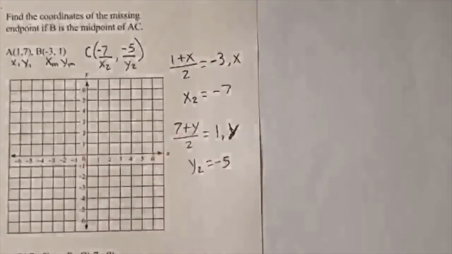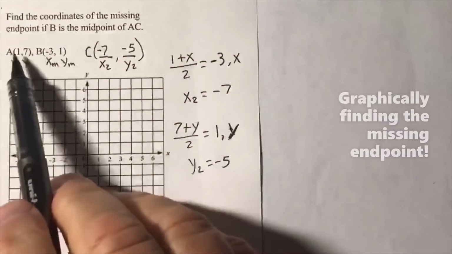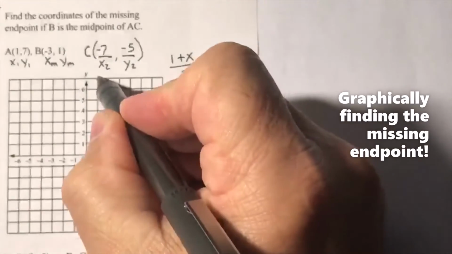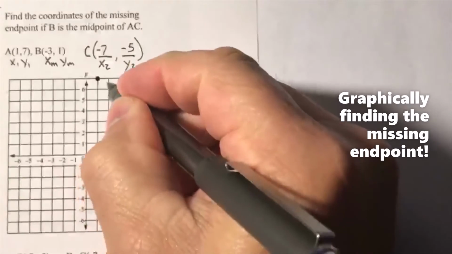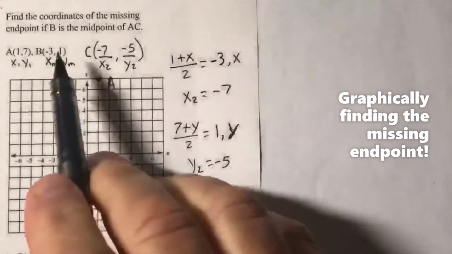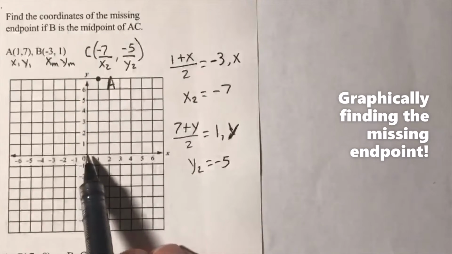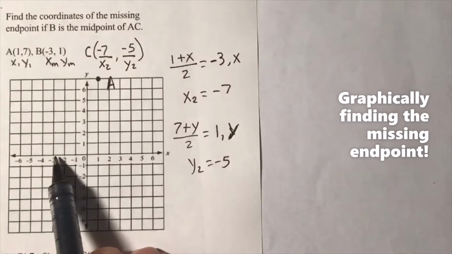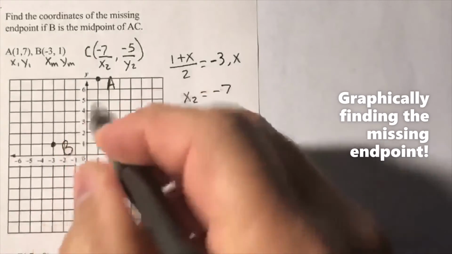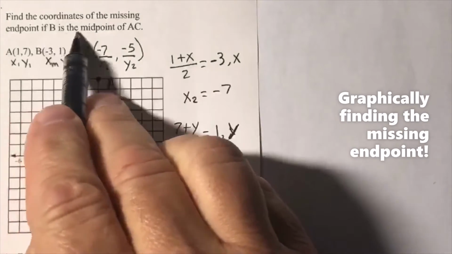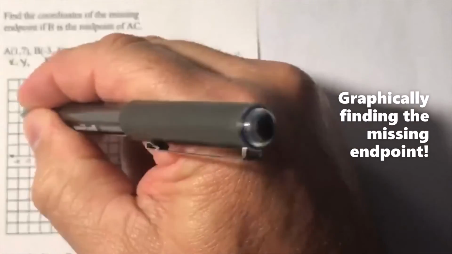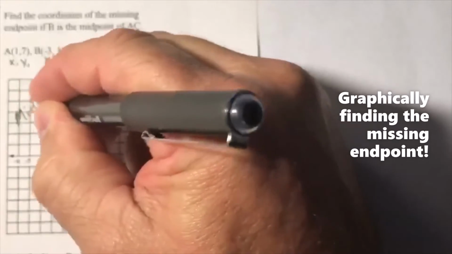Now let's do this graphically. If this was confusing, let's plot the point. 1, 7: come over 1, go up 7. That's A. Now B is at -3: come back to the origin, go over 1, 2, 3, and go up 1. So this is B, and it said B is the midpoint, so let's point to that. Keep in mind that this is the midpoint.